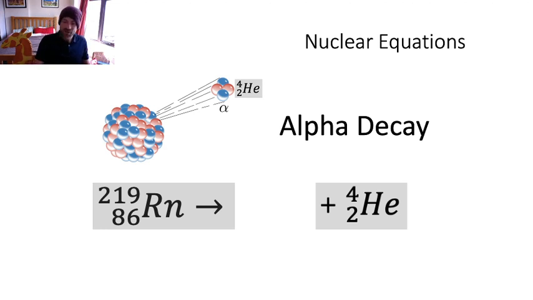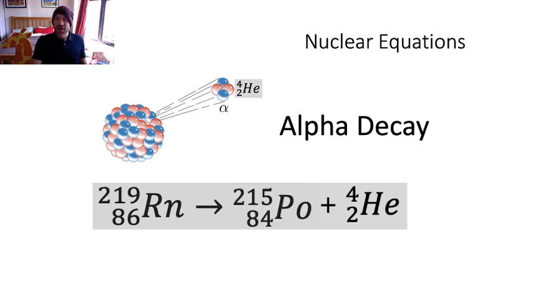So hopefully you can see that your atomic number, the bottom number that started as 86, you've got to take 2 off it because it's got rid of 2 protons. So it goes down to 84. And then the top number, the mass number, goes down by 4, because you've got rid of 2 neutrons and 2 protons. So 219 drops to 215. And the number of protons goes down by 2.